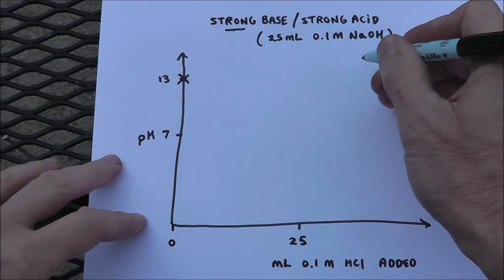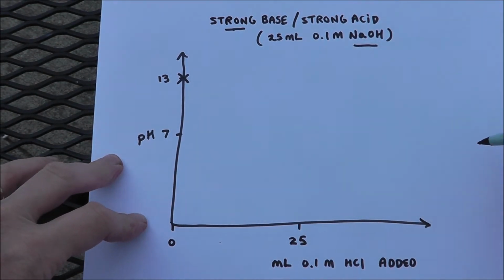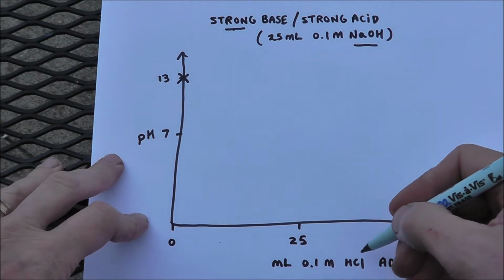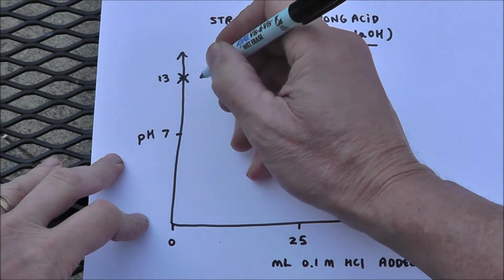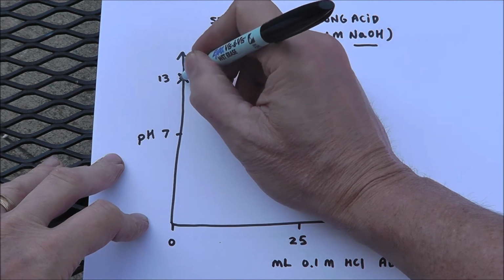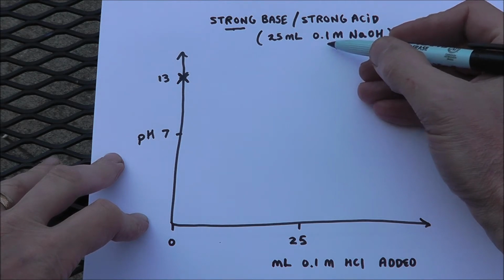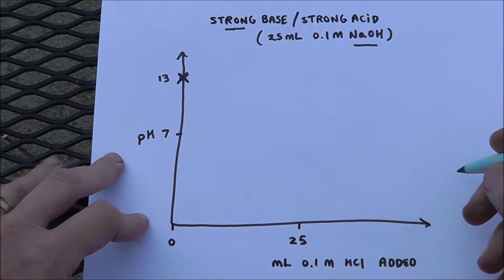In this thought experiment, we're going to take 0.1 molar NaOH and start adding HCl to it. Here's our initial pH. Why is that? The negative log of 0.1 would be 1. That's the pOH. This is our initial pH.